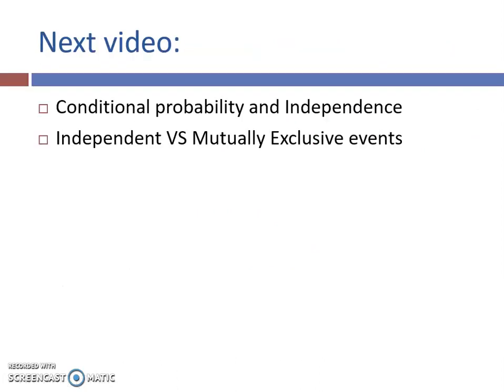In the next video, you're going to be looking at conditional probability and independence, how they relate to each other. And then we're going to tie it back in and talk about independent events and mutually exclusive events, if they're connected or not, how you can tell one from the other, and so on. Okay? All right, stay tuned for the next video.